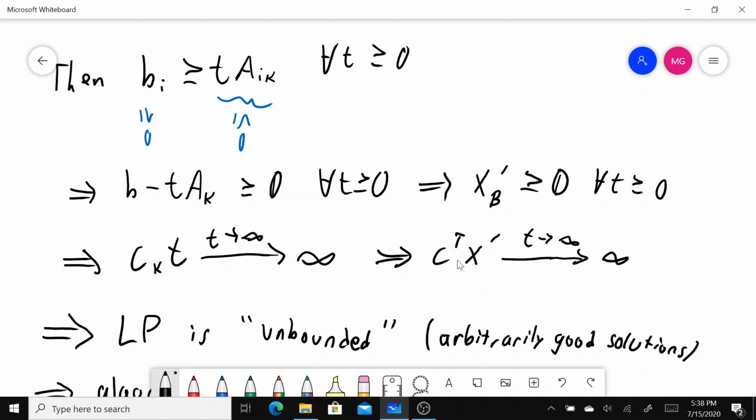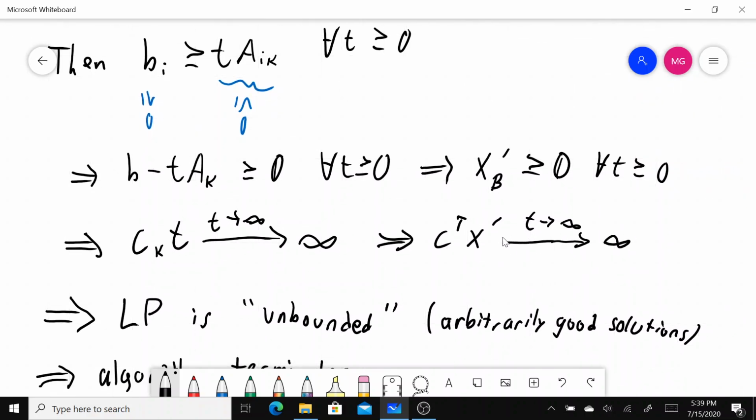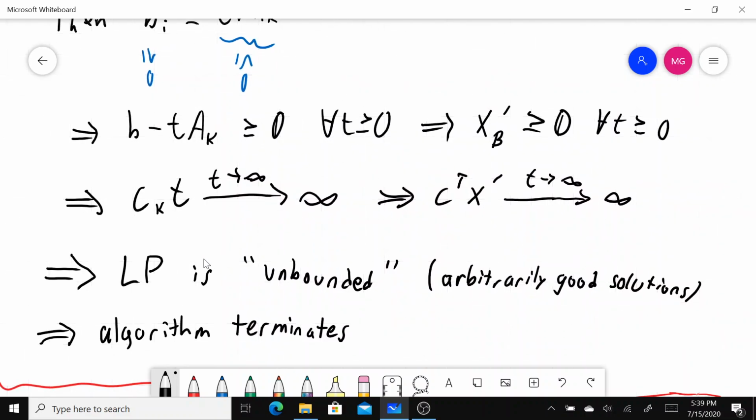So I'm just rewriting it here. I'm saying ck times little t here is c transpose times x prime. It's just more explicitly written as the objective function. And so this is going off to infinity as t grows arbitrarily large. And so that means you can make your objective function as large as you want. There's arbitrarily good solutions. So yeah, in this case we say that the linear program is so-called unbounded.